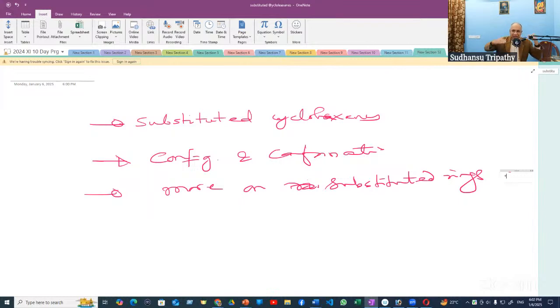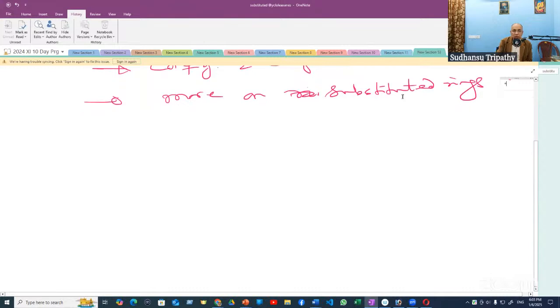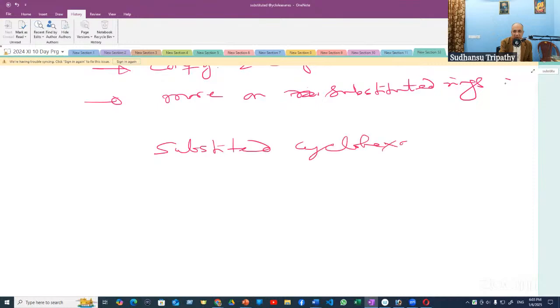But the rapid flipping between the two chair forms can be lowered down or can be completely stopped at minus 78 degrees Celsius, where you can see the axial and equatorial hydrogens are distinguished. By some chemical method, we can find the difference. But at room temperature, they give an average effect because of the rapid flipping. Now, we shall be looking to the substituted cyclohexane. First, monosubstituted.